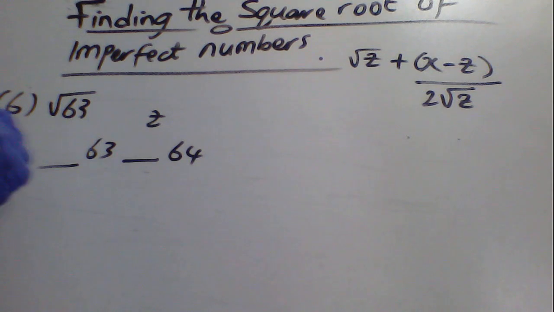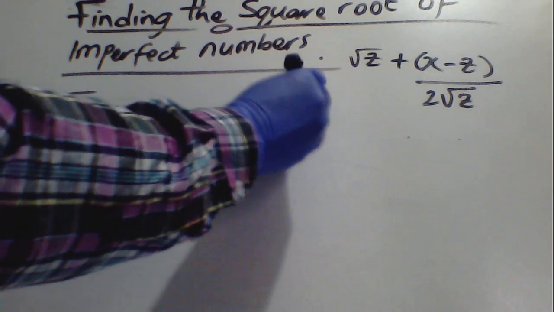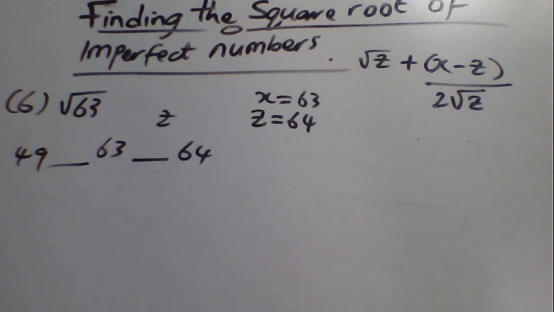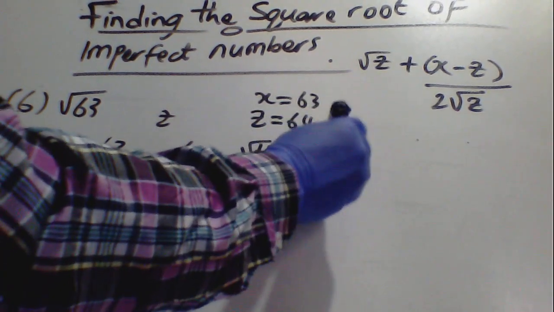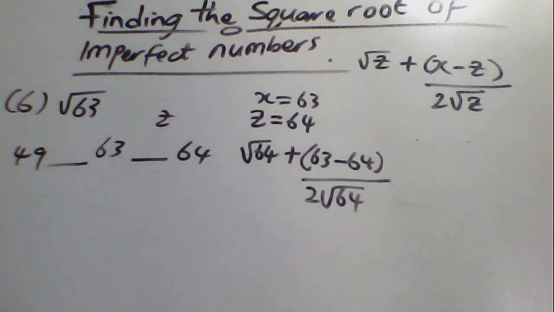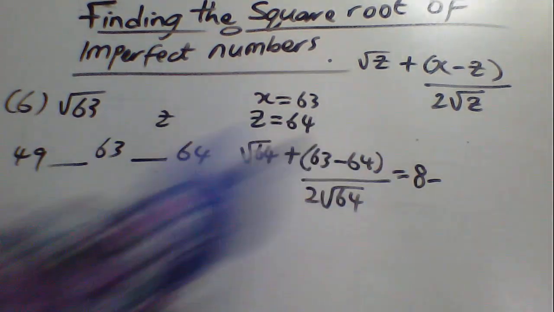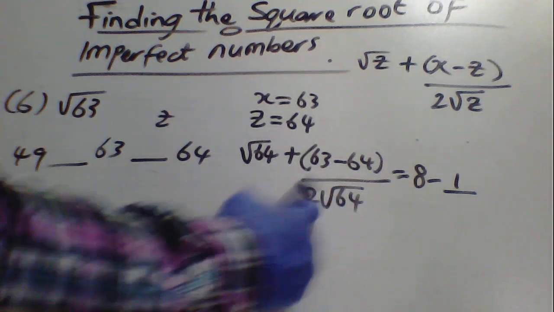So if you're going back, you have 49, which is very far. So the nearest is 64. In this case, z is what? 64, and s is what? 63. If you have been following up, this is very easy. Put it in the formula. You have the square root of 64 plus, in bracket, 63 minus 64 over 2 times the square root of 64. And from here you have 8 plus (63 minus 64 will give us minus 1) divided by 8 times 2, which will give us 16.